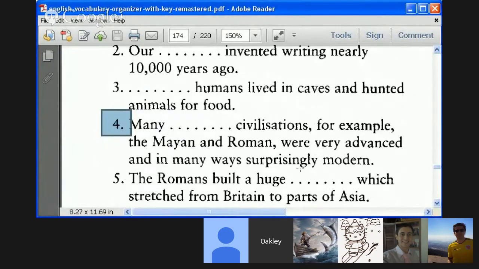Alejandro, number 4. Many Asian civilizations, for example, the Mayan and Roman, were very advanced and in many ways surprisingly modern. Okay, surprisingly. Yeah, the stress is on rise. Surprisingly modern. Well, there we go. There's ancient. They include Roman. All right, so there you go. Very arbitrary, what is considered ancient?